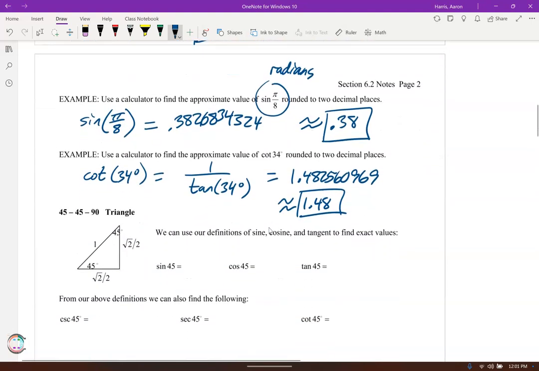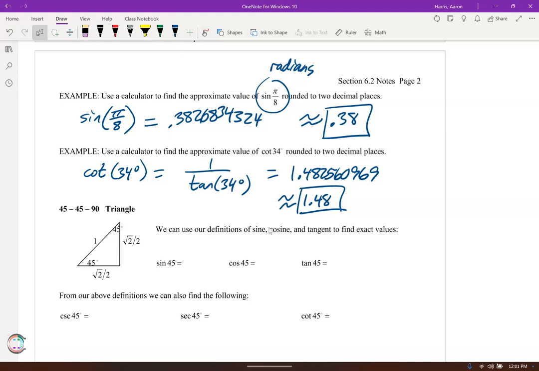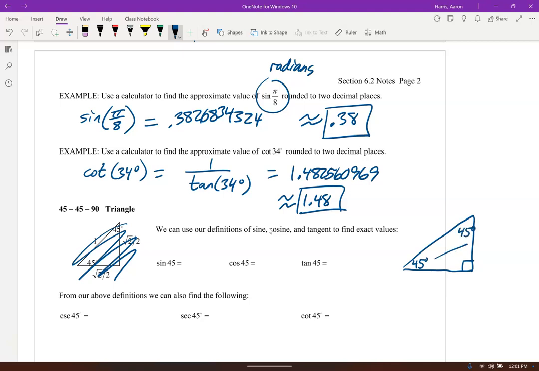All right, let's keep going here. Let's talk about the 45, 45, 90. I actually like to do the classic 45, 45, 90. Most of the time, oftentimes you'll see it as opposite the smallest side. So opposite the 45 here is 1. Opposite the other one is 1, and then the hypotenuse would have to be square root of 2, right? Because 1 squared plus 1 squared equals c squared. So c would have to be that root 2.